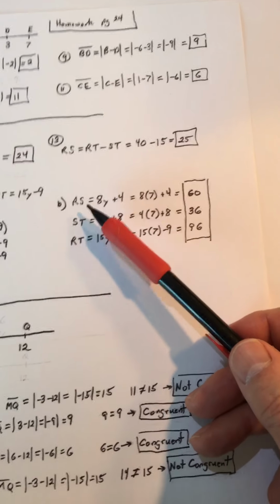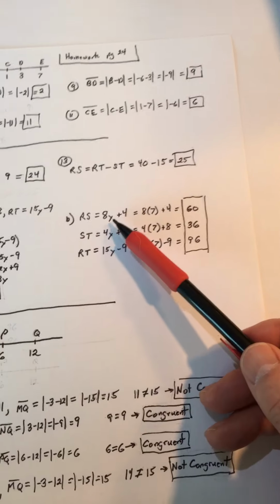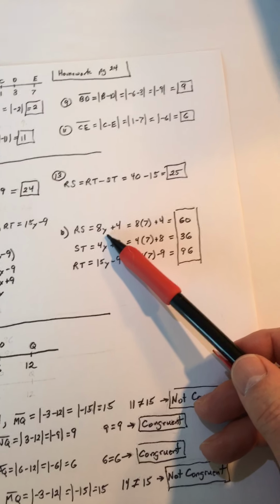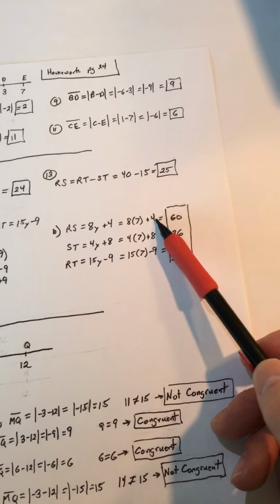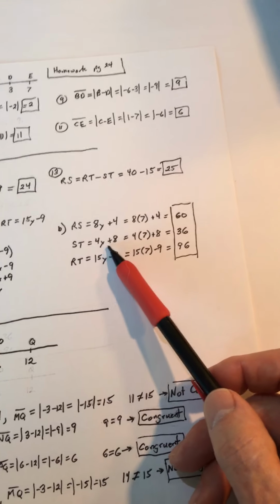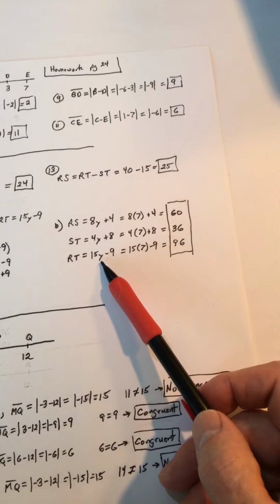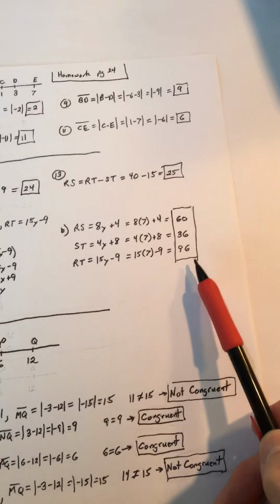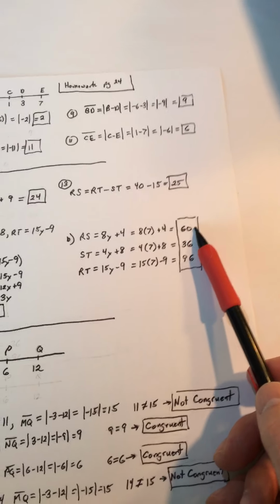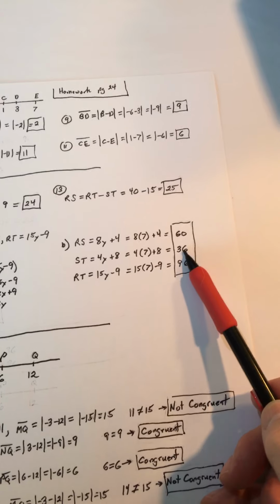Part B, they want to know what are the actual lengths. So I just plug the y value into the equations that they gave us. 8 times 7 plus 4 is 60. 4 times 7 plus 8 is 36. And the total distance, 15y minus 9, is 96, which of course also equals the two segments added together, 60 plus 36.